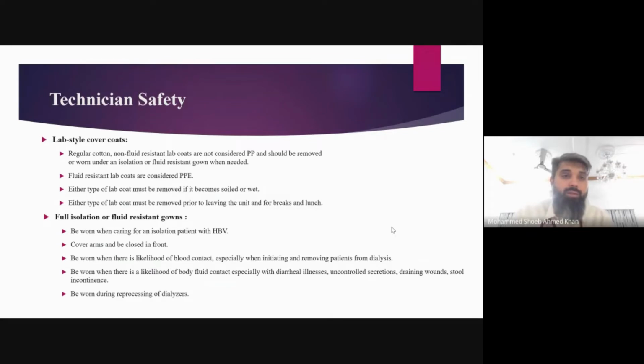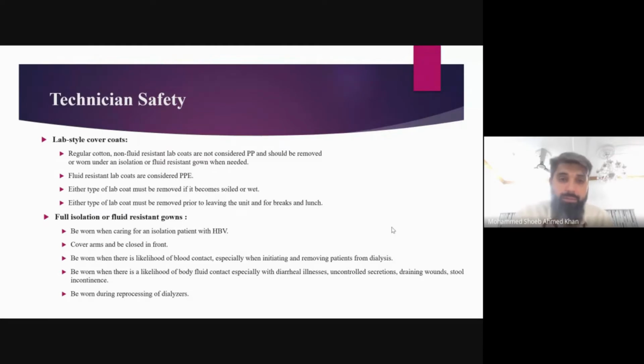The technician's safety is also important. So lab coats are crucial. Of late, probably lab coats have gone down and scrubs are coming into the picture. So whatever it is, they should be of regular cotton. Non-fluid resistant ones are to be avoided because they are not considered personal protective equipment, but they definitely prevent infection to the opposite party, because these are cleaned on a daily basis and not reused. Lab coats, if they're in the office, you're using it, and then it's going on, that's another source of infection.